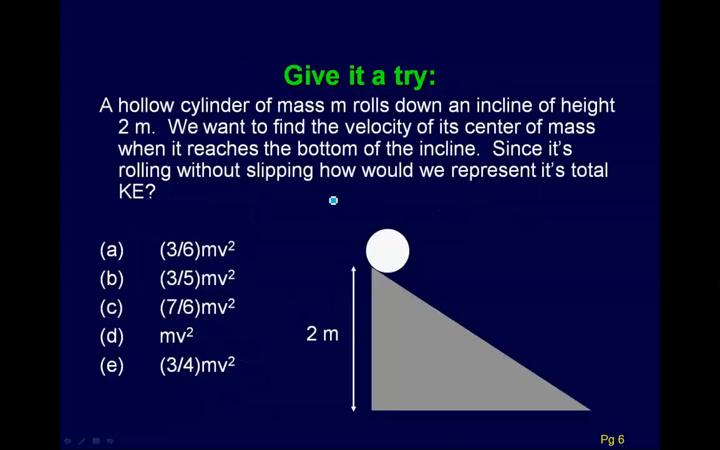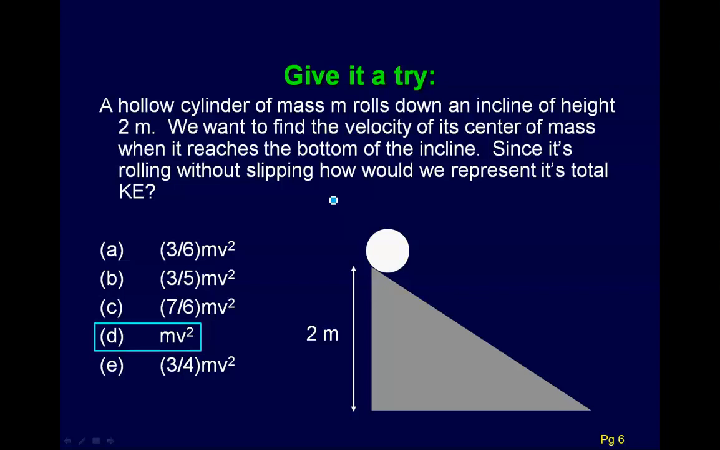So let's try this together. Here's one, and now we're doing the same kind of thing. I have a hollow cylinder, and I know the velocity of its center of mass, v. How can I represent its kinetic energy in just one term? Give this a go, pause this, and we'll talk about it in a little bit.